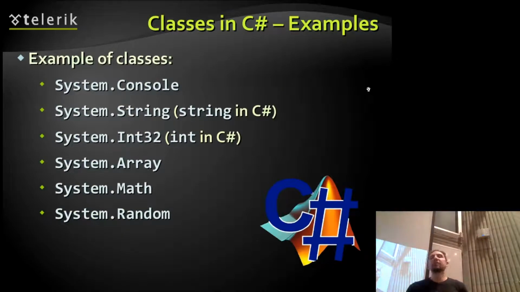We've been using a lot of classes. In the .NET framework, everything is actually a member of the System namespace. Console is a class, string is a class, Int32 is a class, Array, Math, Random. These are all classes. In C#, some of these things have shortcut names like int.